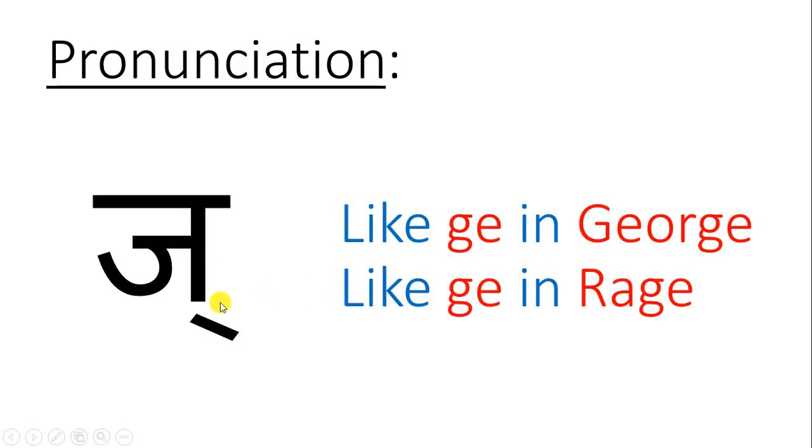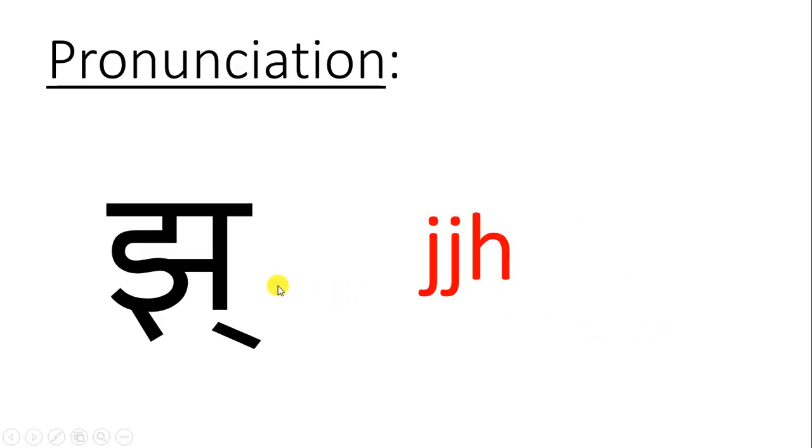Next is j, like GE in George, or like GE in rage. Next is j, a little bit of pressure added to the previous one. There is no example in English.